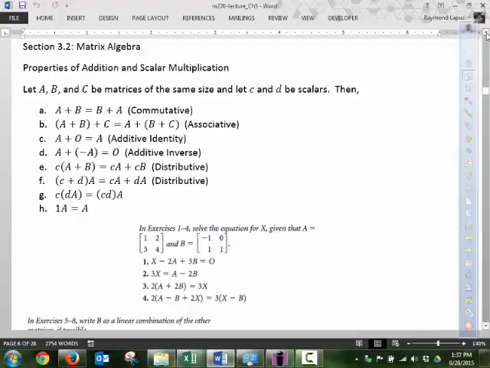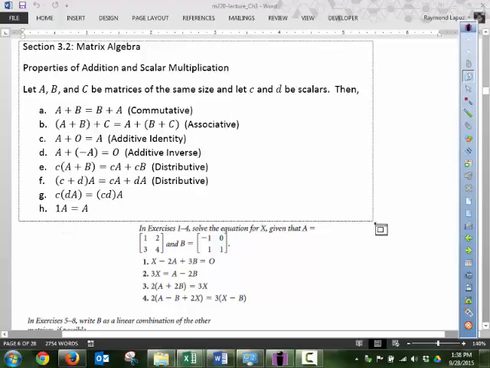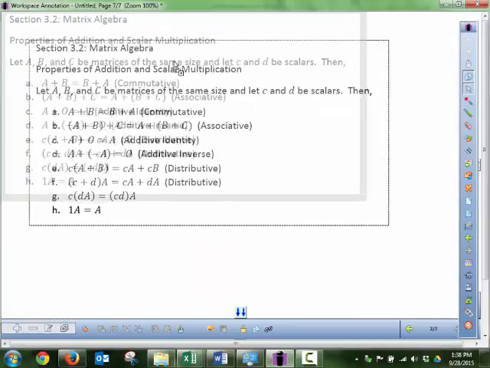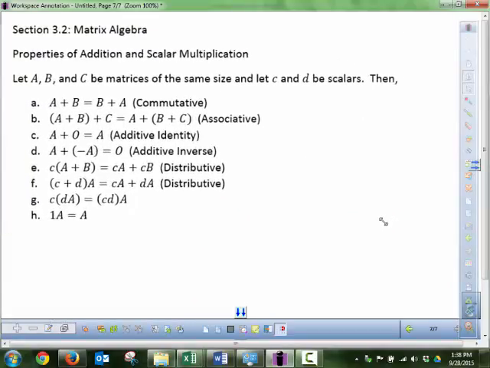All right. The next section is talking about matrix algebra, going a little bit beyond the addition and scalar multiplication that was defined. Let's take a look at some properties of the arithmetic that we've been doing to these matrices. So what we have to assume here is that the matrices are of the appropriate size so that you can add them. So they say that A, B, and C are matrices, all the same size, and little c and little d are scalars.